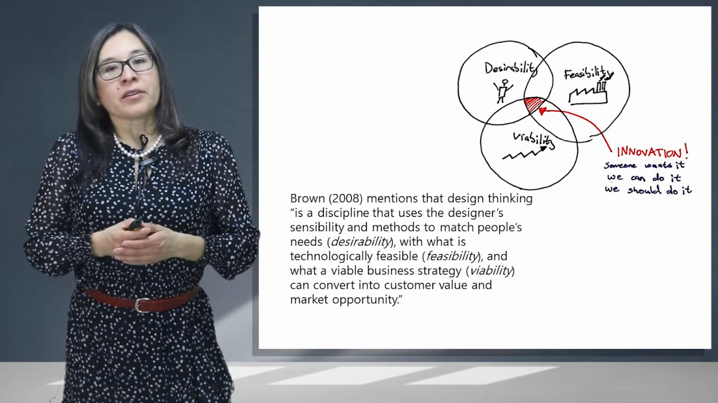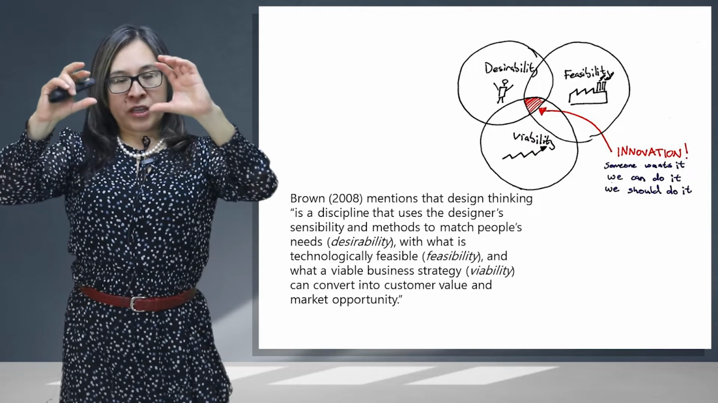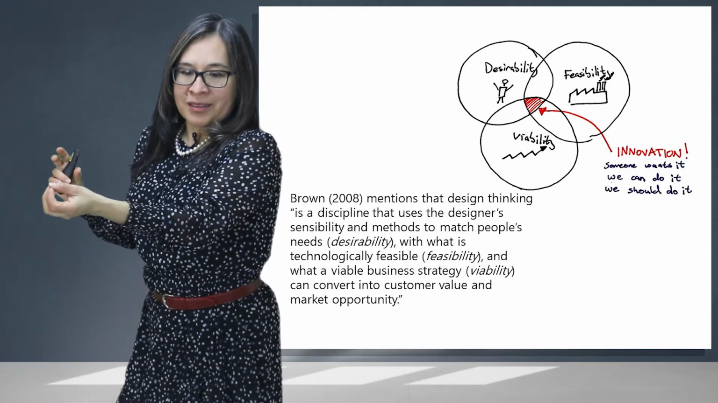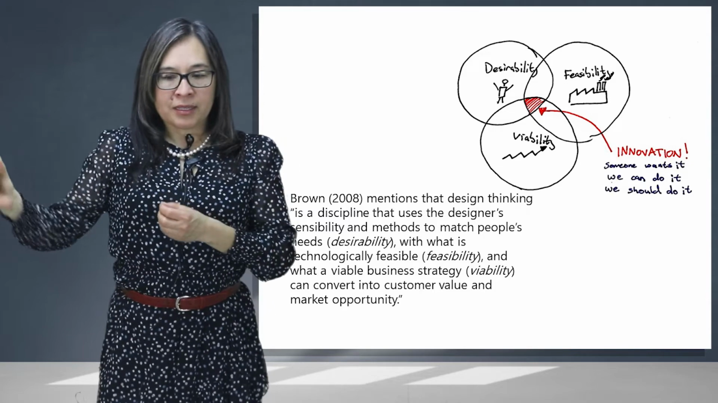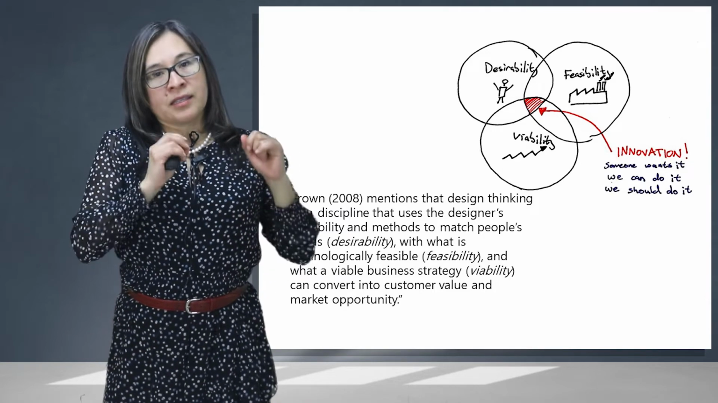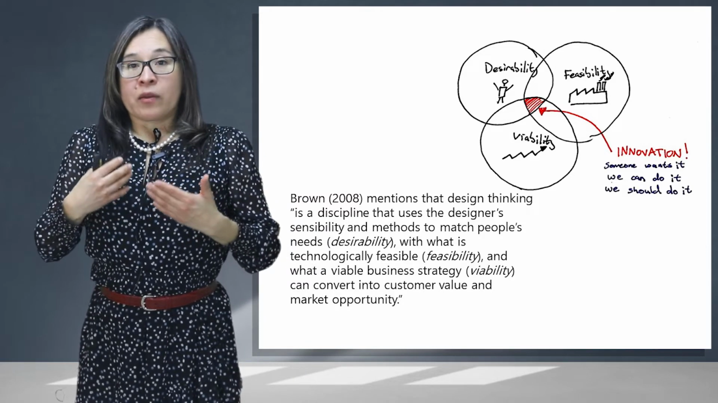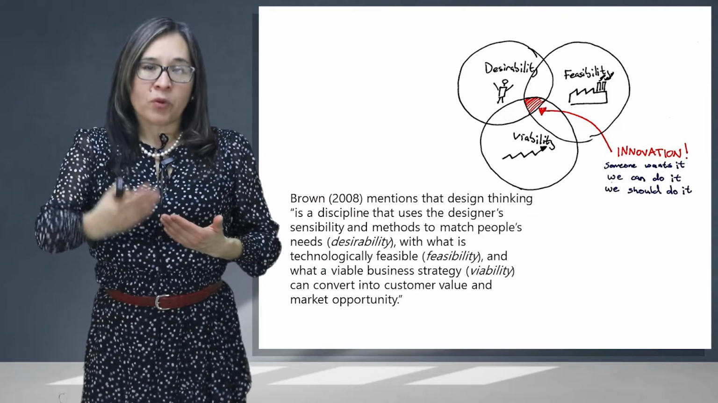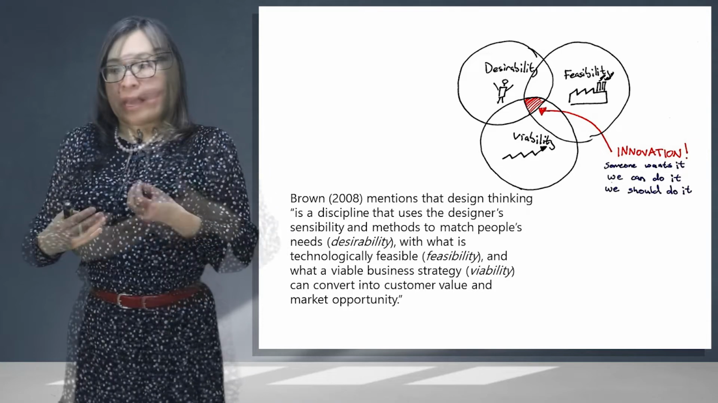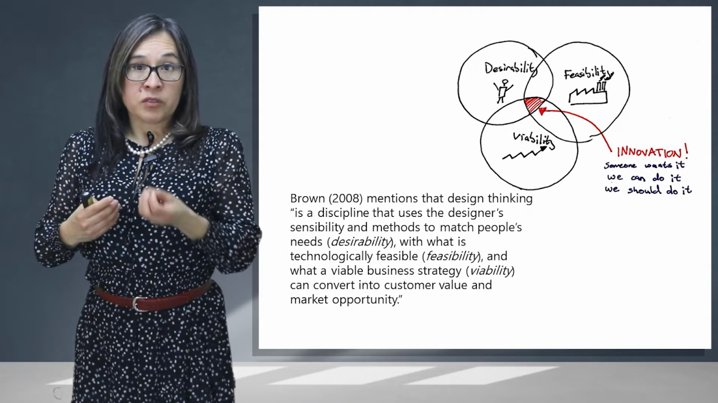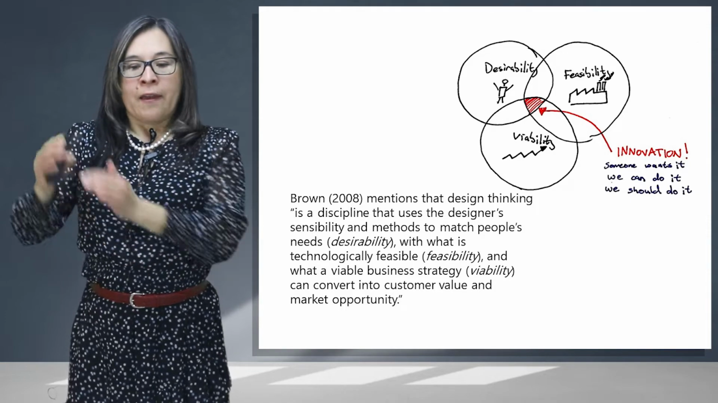Design thinking lies at the intersection of three areas in a Venn diagram: desirability, feasibility, and viability. Desirability has to do with human-centered design. What do humans value? What are their problems? Where do they come from? How can we provide a solution that actually addresses the roots of that problem?